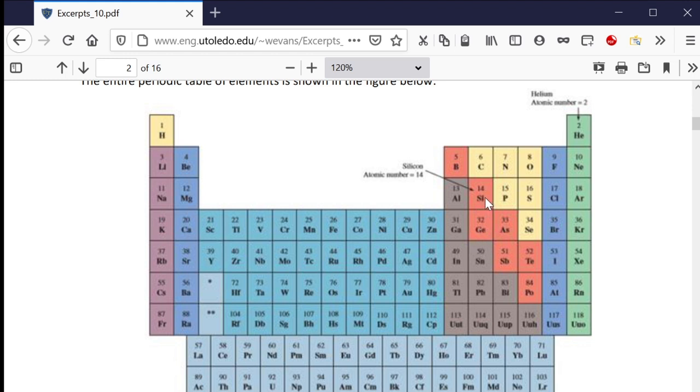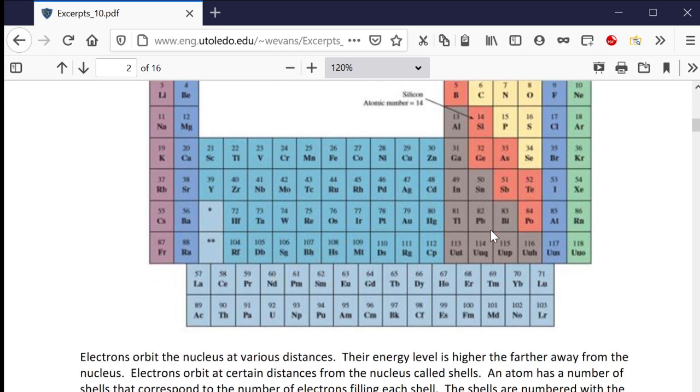Now down here are some that have a number of electrons in their outer shell. It's kind of in the middle, and these are silicon and germanium, and these are the ones that we're going to be looking at. Silicon is 14 and germanium is 32.